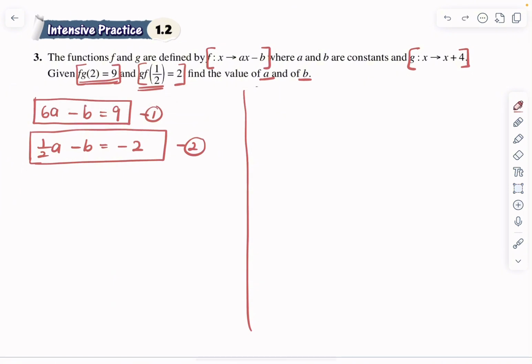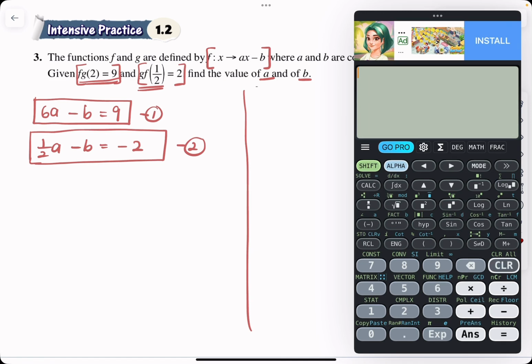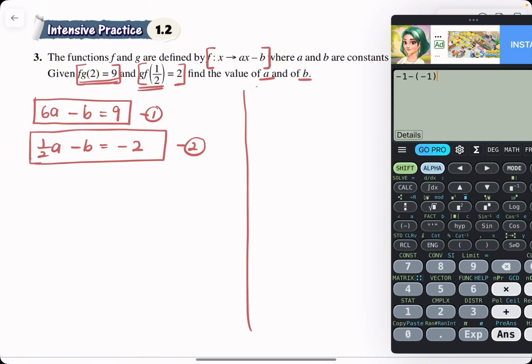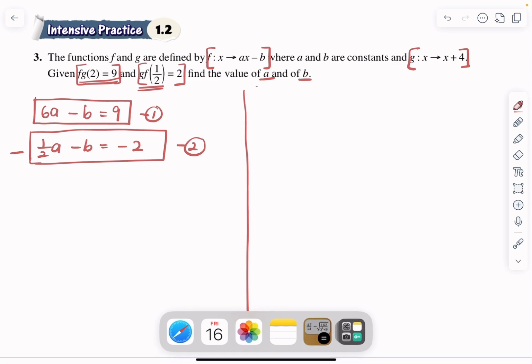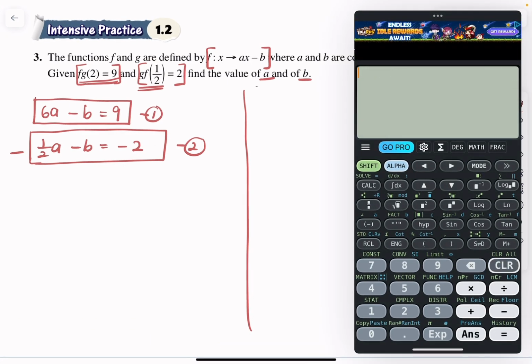So we have negative b and we have negative b. To cancel them off, we have to minus. Negative b minus negative b will cancel them off. Okay, you can use your calculator to check. Negative b minus negative b, you get 0. Okay, so we minus them. 6 minus 102 over 2, you can use your calculator as well. Okay, it should be 5.5.